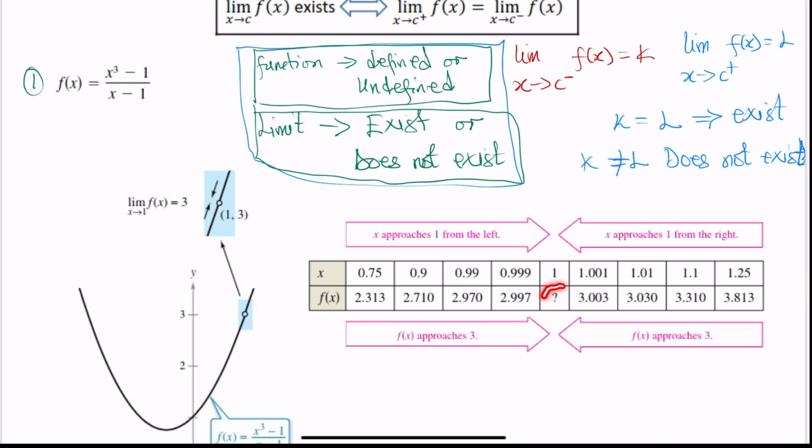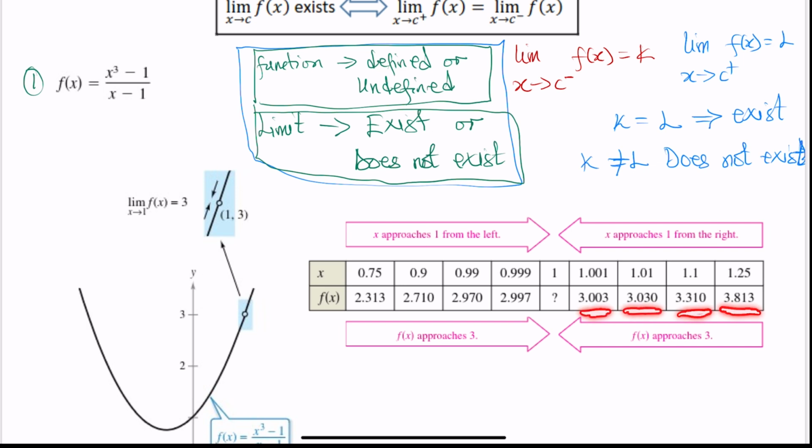Now, even though when you substitute x equals 1 into the function, you get an undefined value, you realize that as we are approaching 1, we are getting 3, even though the value there is undefined. Okay, now let's check the values we get when we approach 1 from the right. As we approach 1 from the right, clearly you can see that we are approaching 3.